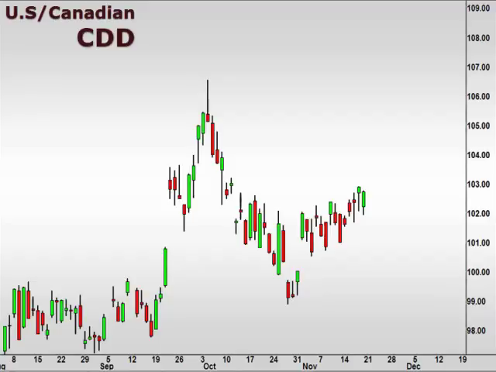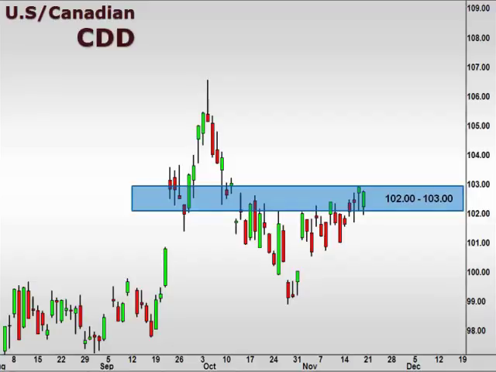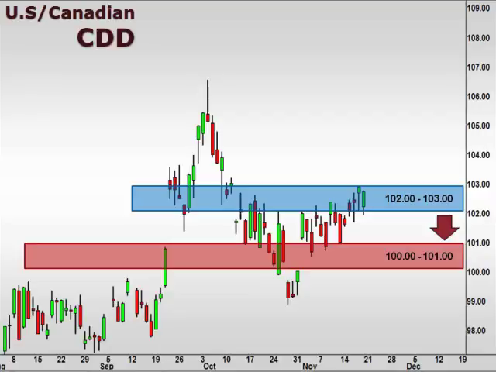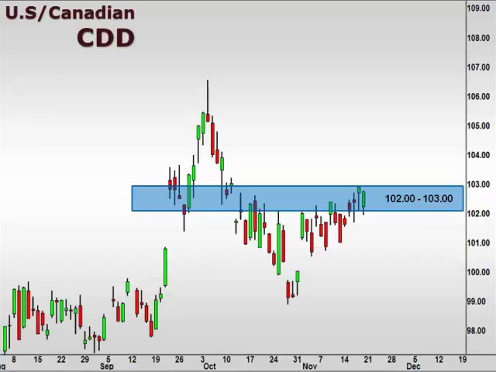Next up, the CDD, the US versus the Canadian dollar. Well, the CDD hit 103 and now consolidates within the 102-103 focal zone. A break above 103 will have us targeting more towards the 105 level. However, a break below 102 opens the window for a test of support down at 101.